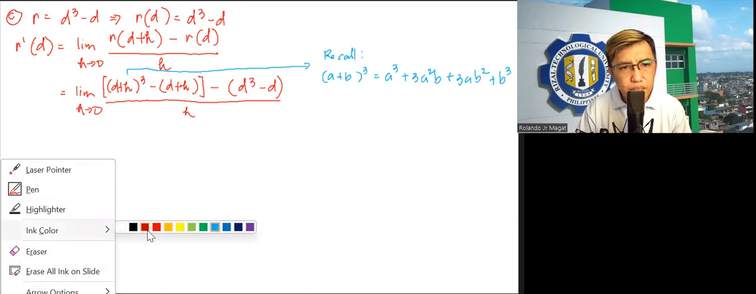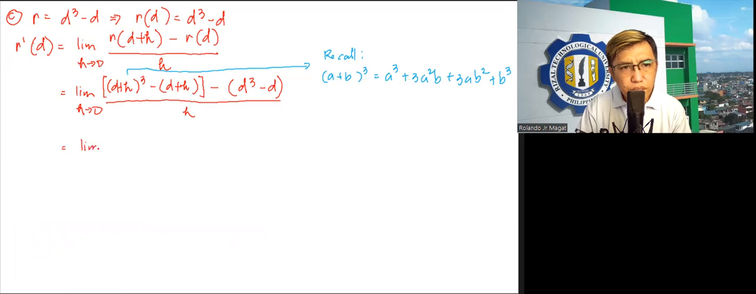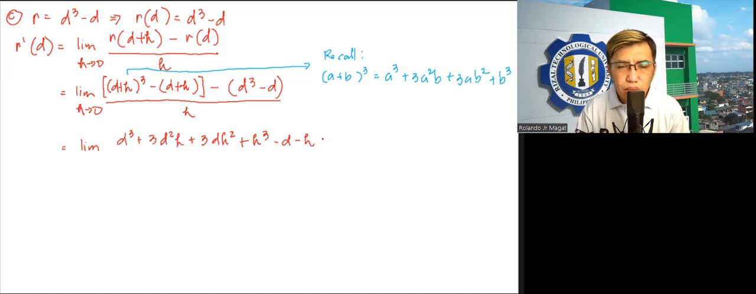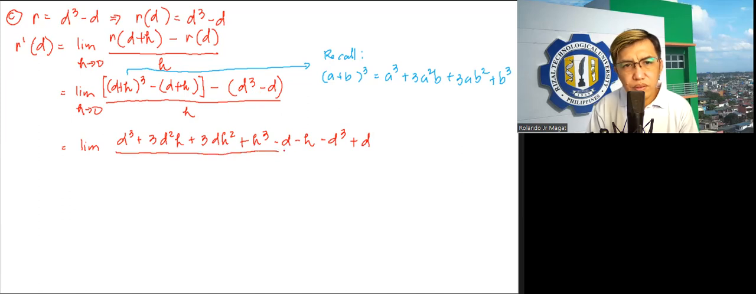Okay. Then we are now ready. This becomes the limit of d cubed plus 3d squared h plus 3dh squared plus h cubed. Okay, then I will be removing the grouping symbol already for the second term, minus d minus h. Then removing the grouping symbol, or multiplying them by -1, I have negative d cubed plus d. Or you can just perform the subtraction operation and change the sign of the subtrahend. All over h, as h approaches 0.